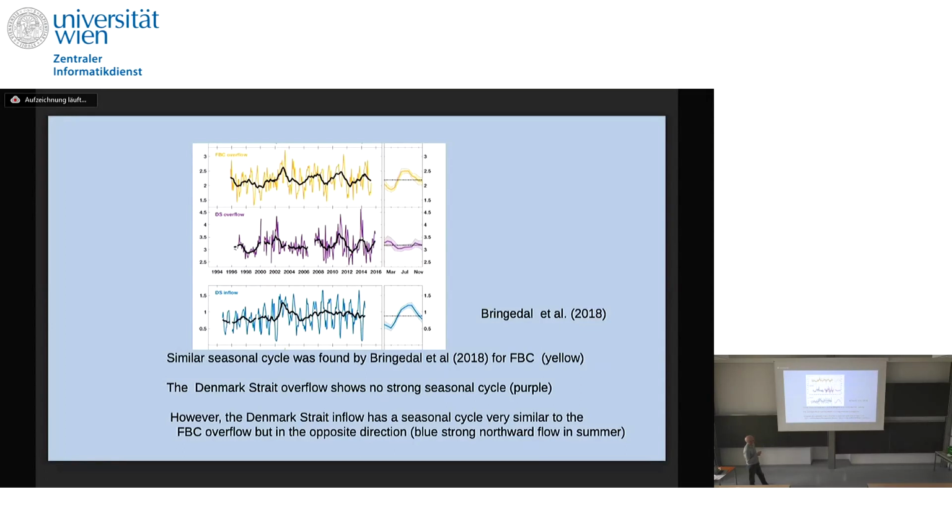Interestingly now, if we look at Denmark Strait overflow, the average seasonal cycle is statistically not different from zero. So we've got a strong seasonal cycle on the Eastern Strait, essentially none on the Western Strait. They're both subject to very similar buoyancy forcing.